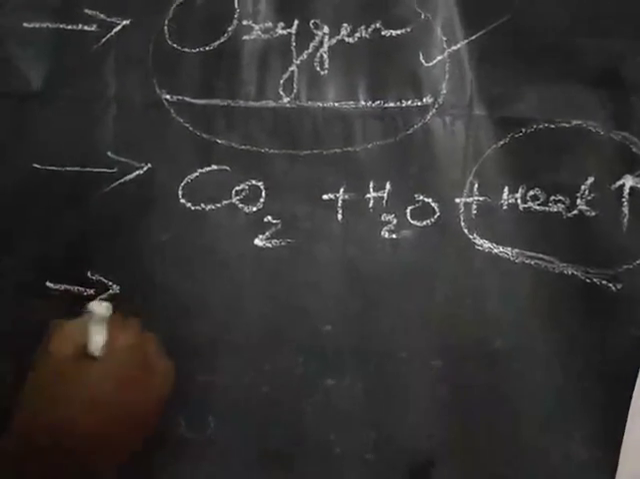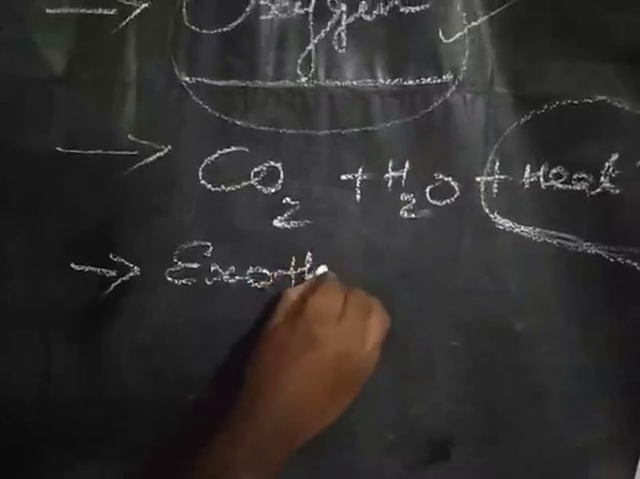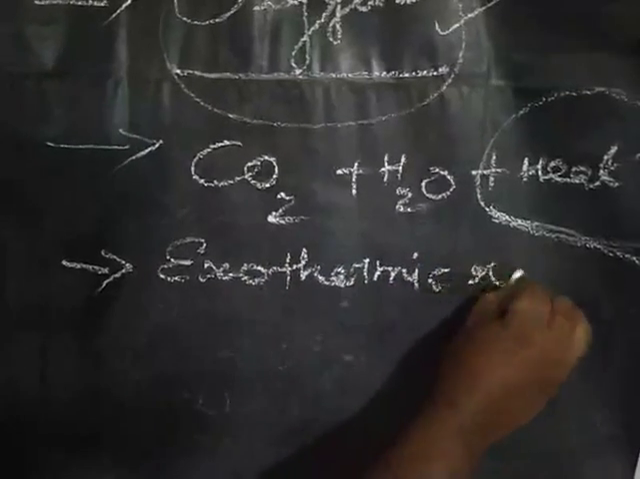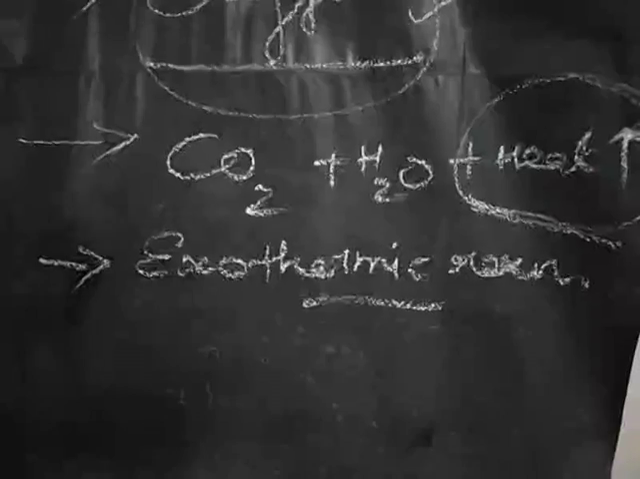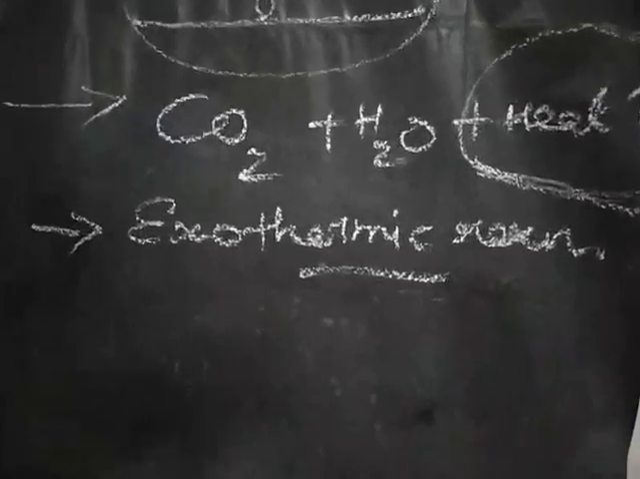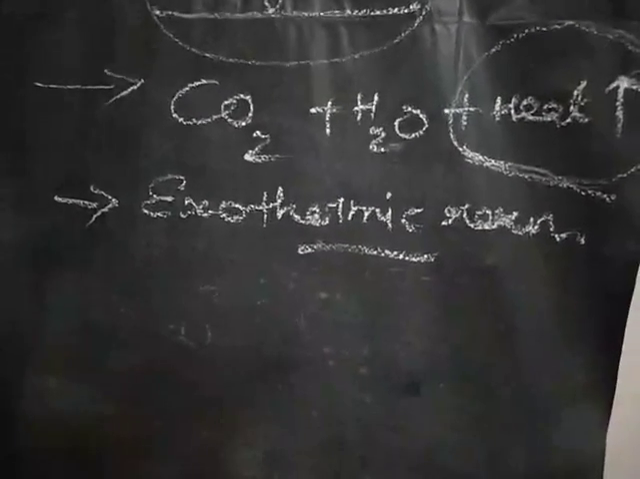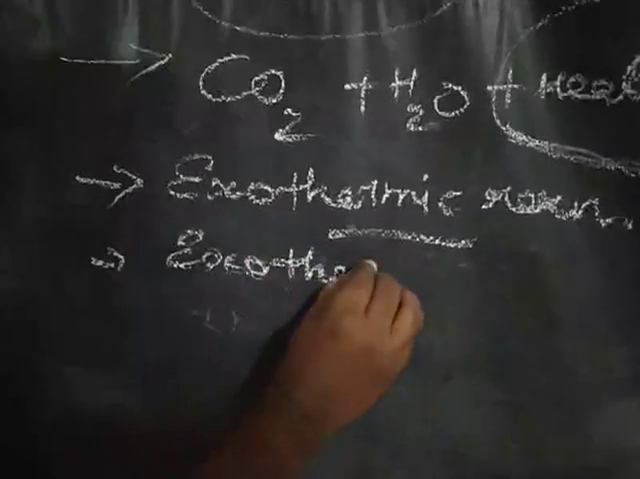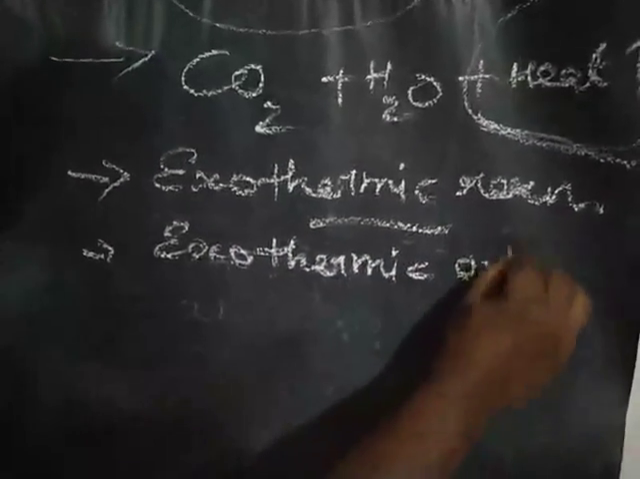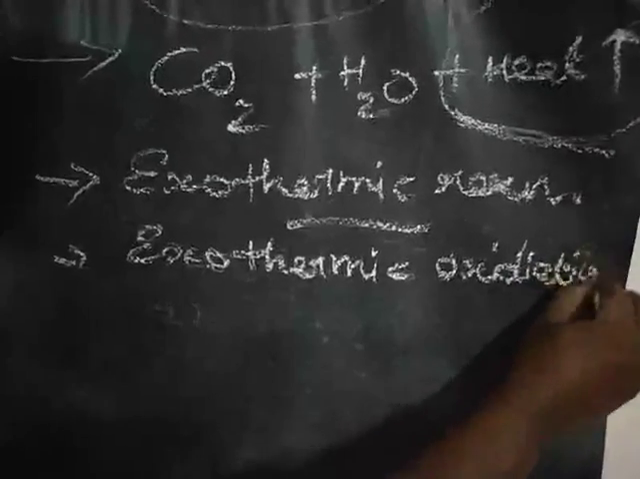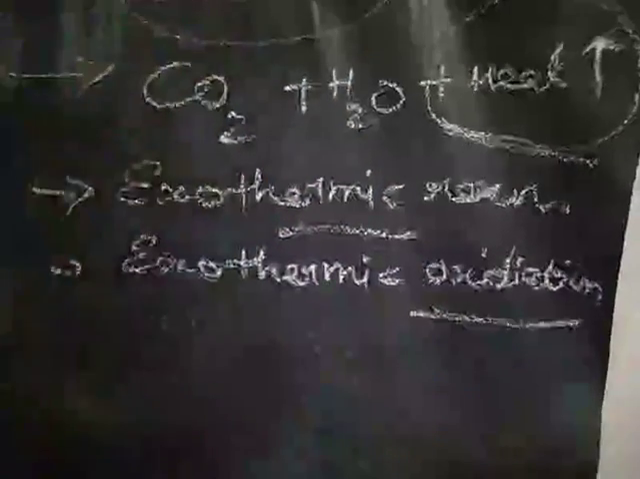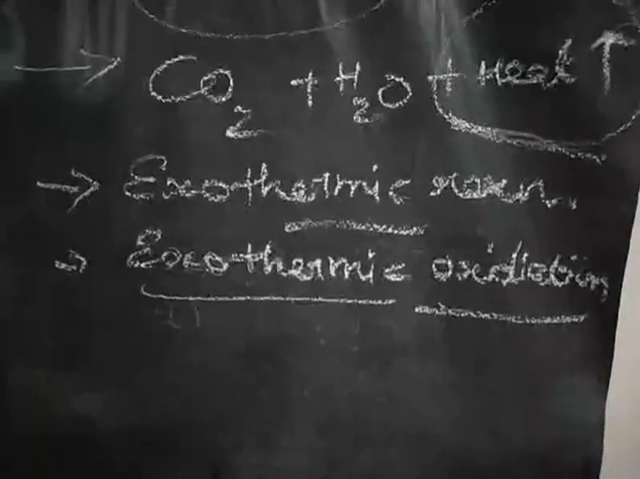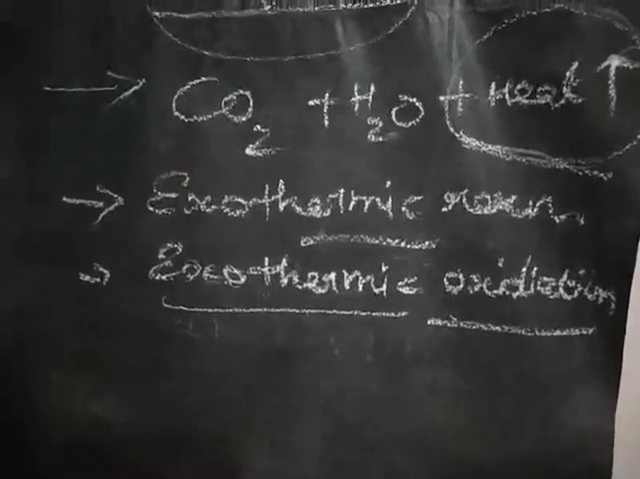So it is an example of an exothermic reaction. Combustion reactions are examples of exothermic reactions, exothermic oxidation reactions also. Why oxidation reaction? Exothermic oxidation, because oxygen is involved in this reaction. So it is called exothermic oxidation reactions. For example, in our home we are using LPG gas.